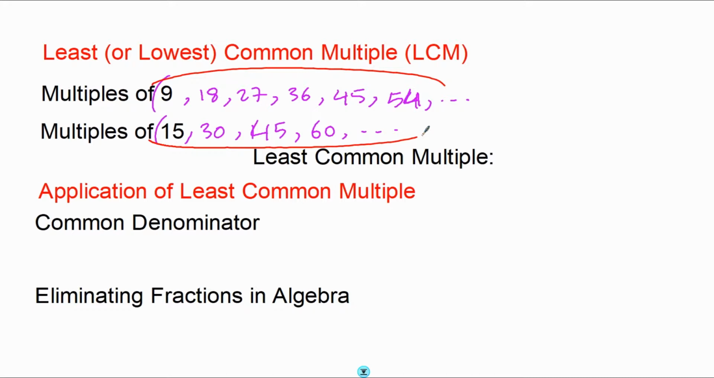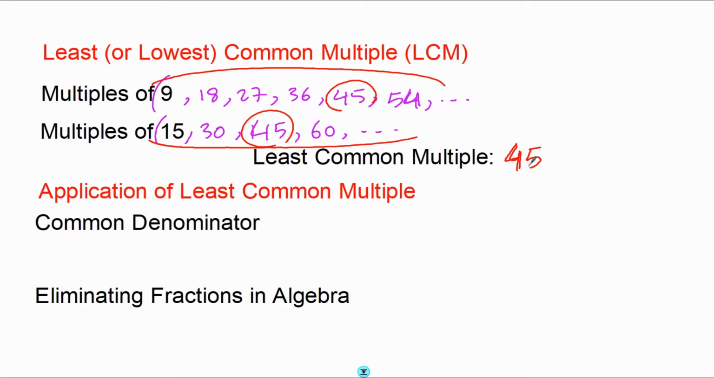So what is the least common multiple? If you can see in here, this 45 is a common multiple, and it is the least one because before that we don't have any other common multiple, and these numbers are going higher. So the least common multiple is 45. So the answer here is 45.